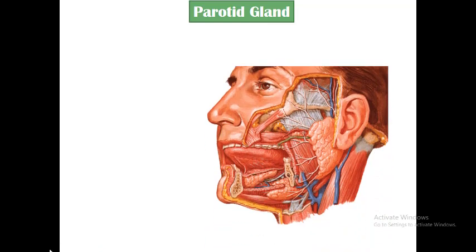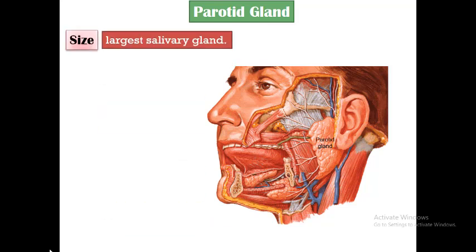Okay, let's discuss the major salivary glands. Number one, the parotid gland. Okay, this is our parotid gland. Just we will note what is the size. It is the largest one of the three.